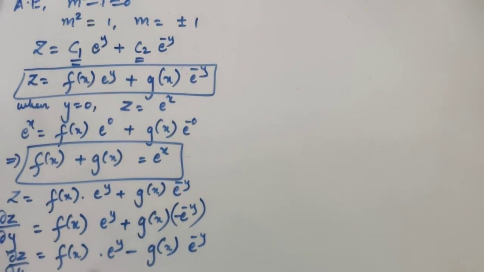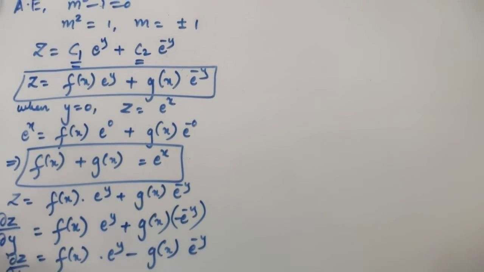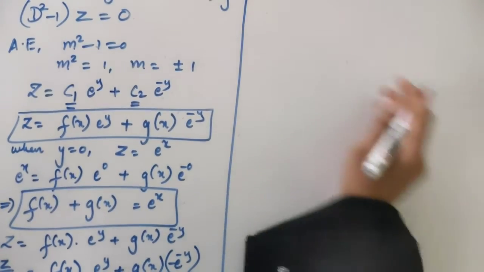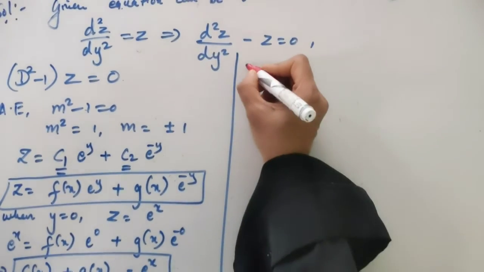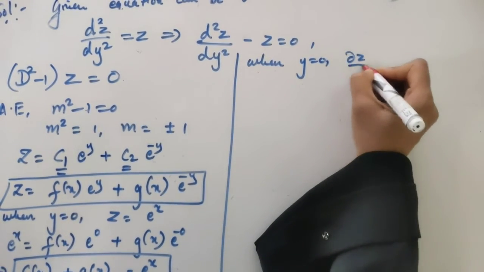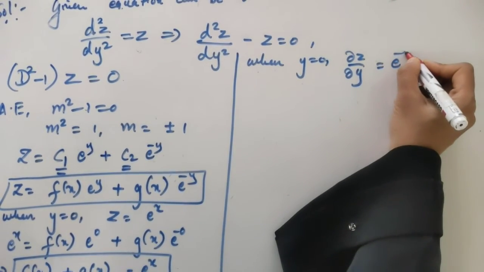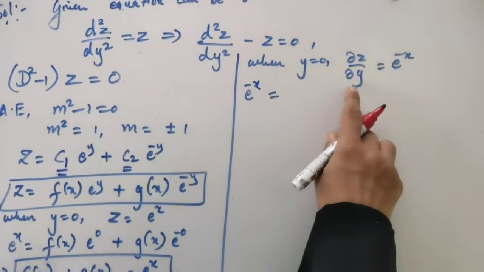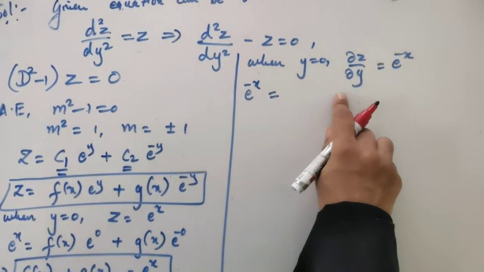Okay, now we have to substitute the value of y as 0 over here. When we put y is equal to 0, dou z by dou y is given to be e to power minus x. So right from here, when y is equal to 0, dou z by dou y is equal to e to power minus x. So substitute that. The left hand side is e to power minus x, just substitute in dou z by dou y.